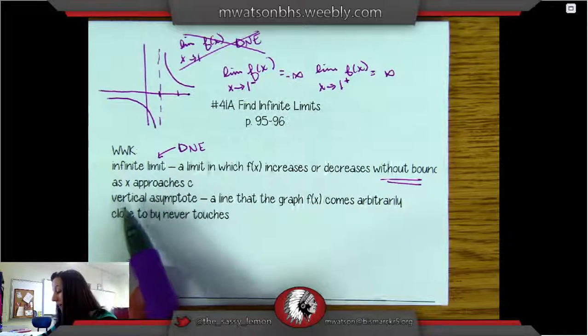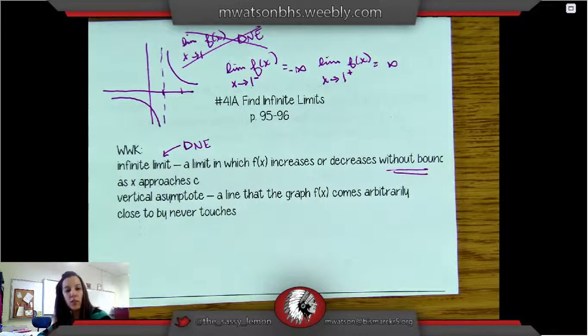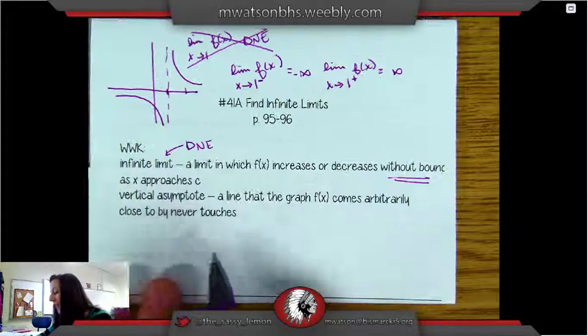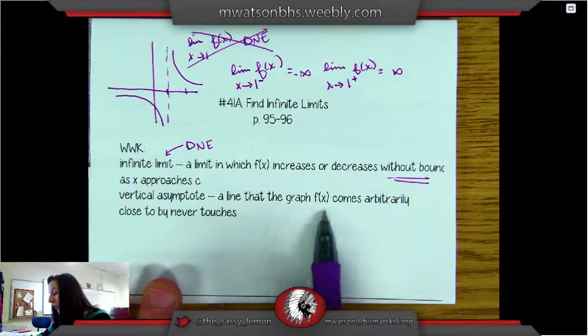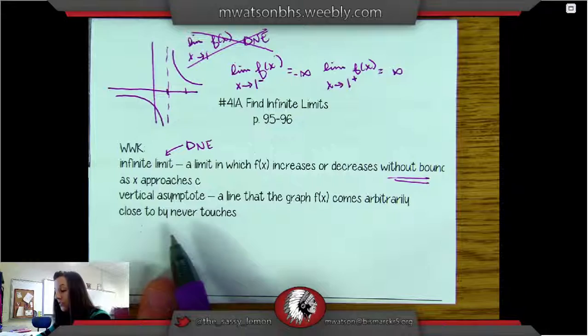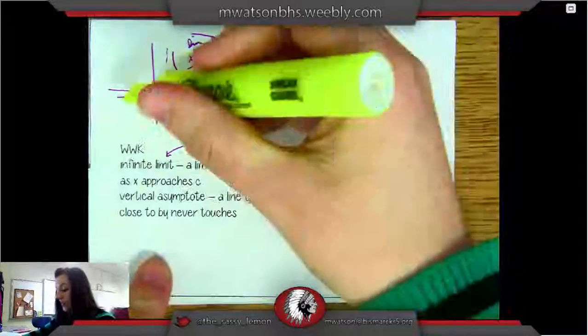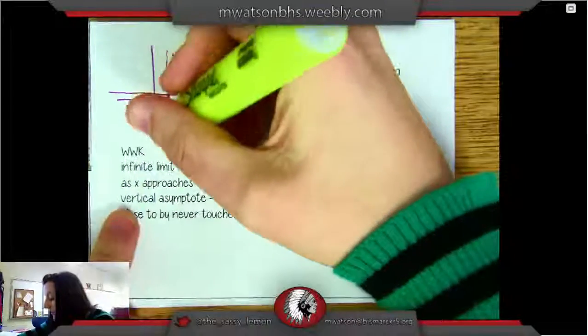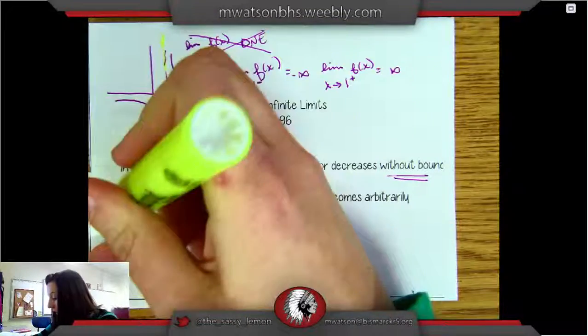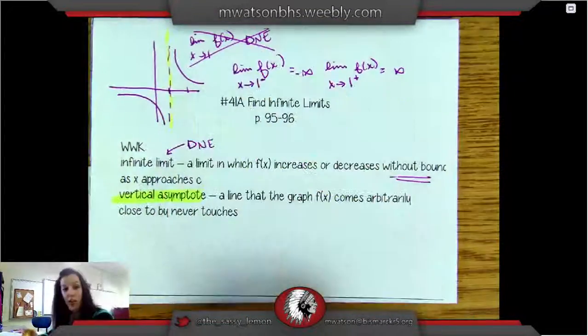And then we're also going to talk about vertical asymptotes, which you guys learned about in Algebra 2. And we also learned how to find vertical asymptotes, but you may not remember exactly. So we're going to go over that again. But a vertical asymptote is just a line that the graph comes arbitrarily close to but never touches. So this is our graph, these lines here, and this is not actually part of our graph. That is the vertical asymptote.